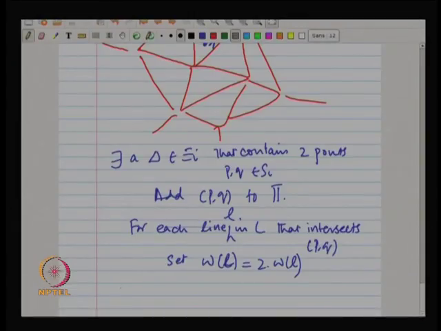So, this is the algorithm. Now, I have to do analysis that for the path I constructed, the crossing number is square root of n. And I will need 5 more minutes for this. Now, it is a double counting argument, right. So, let us say W i is the total weight of lines after the ith iteration.